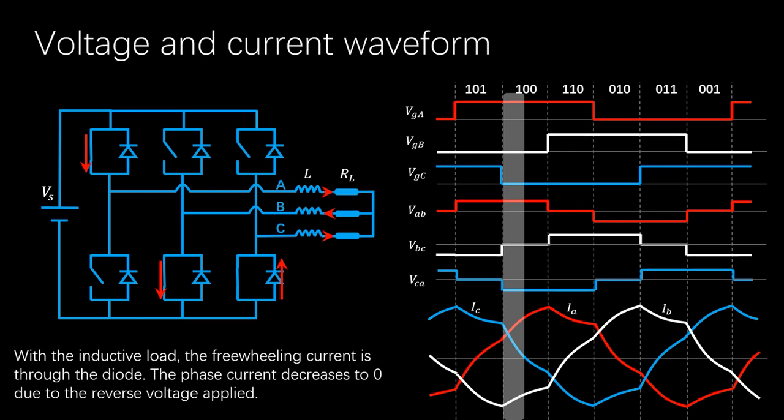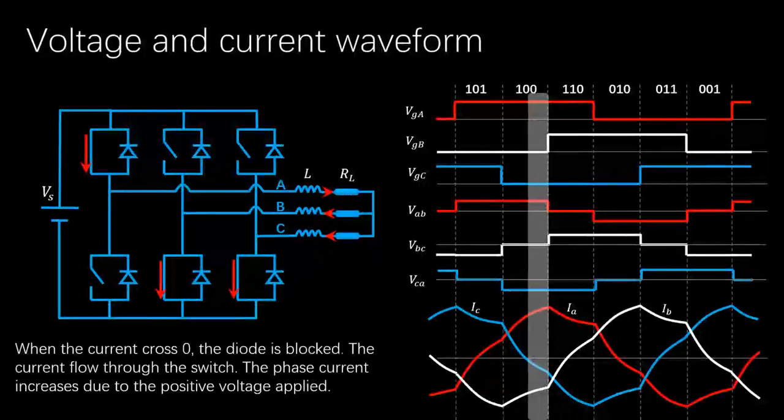The energy is fed into the DC bus. The inductor current and the inductor voltage have different directions. The phase current is gradually reduced to zero. When the phase C current crosses zero, the diode in the lower leg of phase C is blocked. The current is through the antiparallel switch.